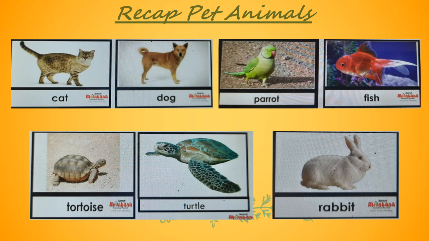Recap of pet animals. I have all these flashcards for you over here of all the pet animals that we have learned over the weeks. Can you identify these pet animals, children? The first one is cat. Then is, yes, it is dog. Next, parrot. Very good. Which is next one?